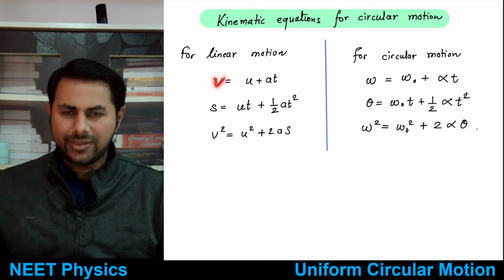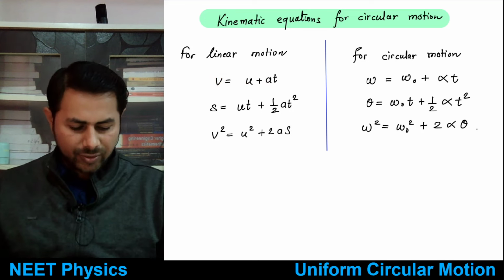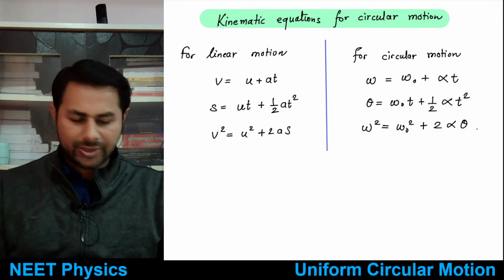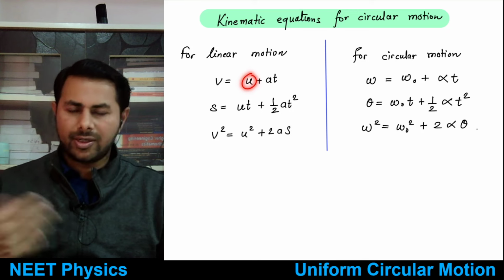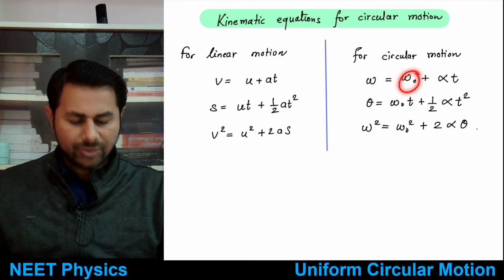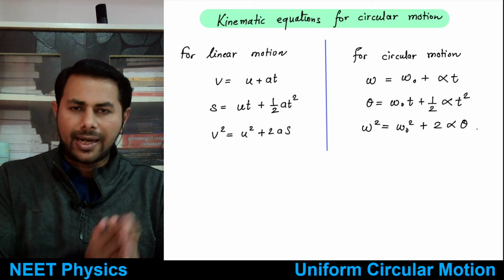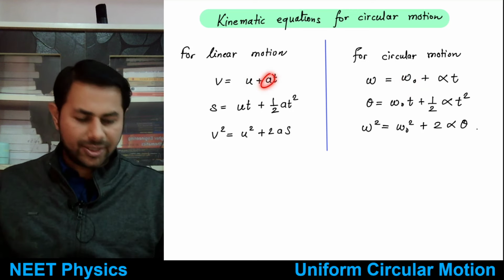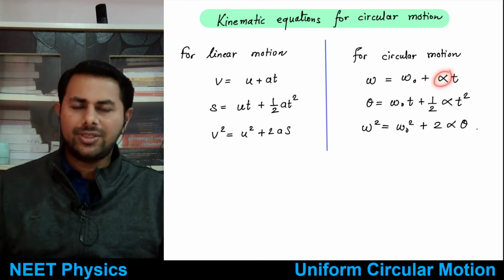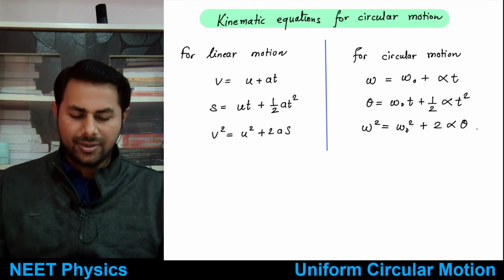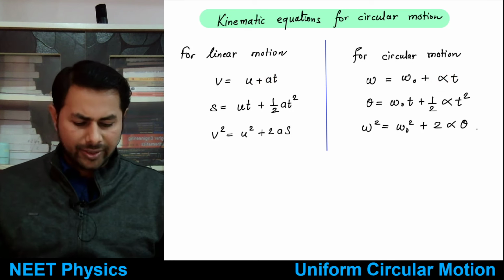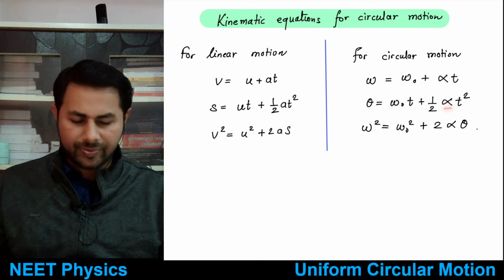So v is final velocity, so in place of that write final angular velocity. Then u is your initial velocity, in place of that write initial angular velocity, and a is acceleration, in place of that write angular acceleration. Similarly, s is equal to ut plus half of at square. You can say theta is equal to omega naught t plus half of alpha times t square, right?